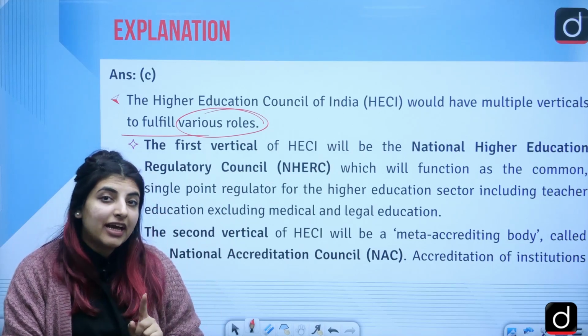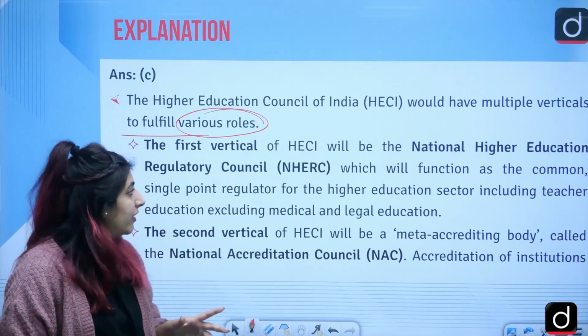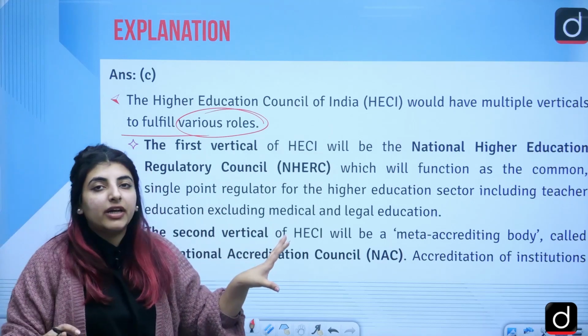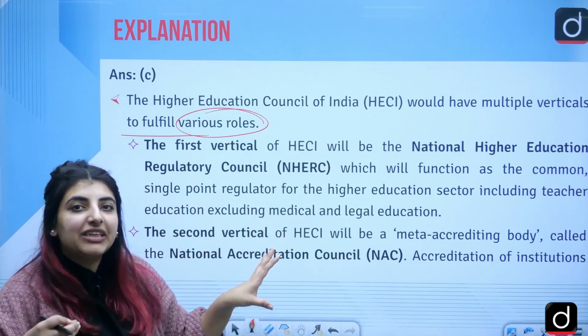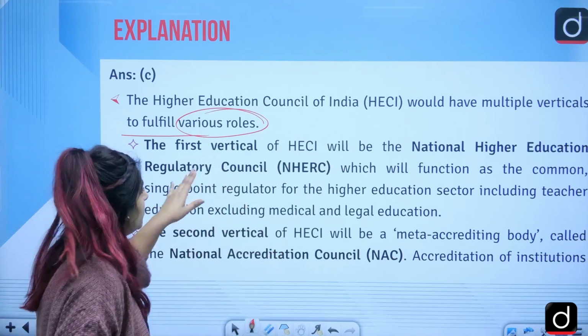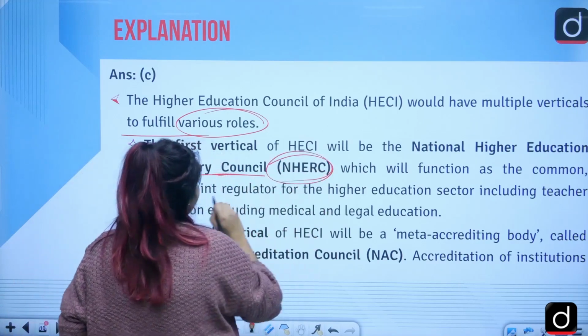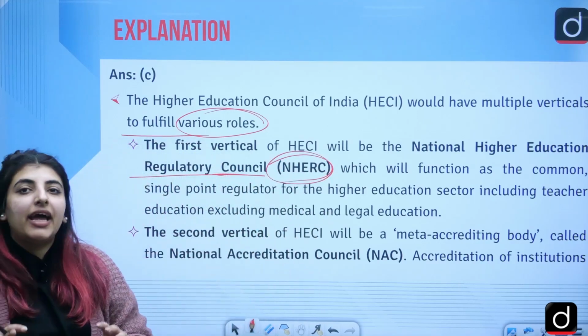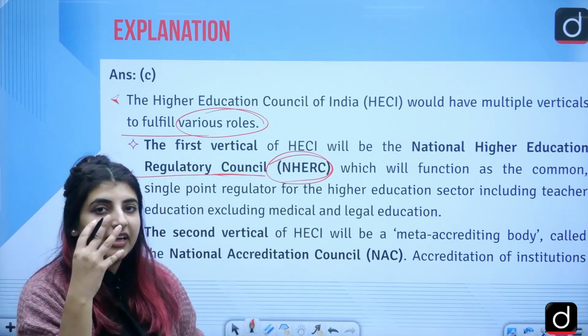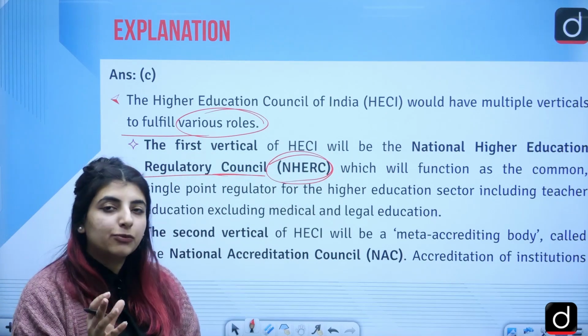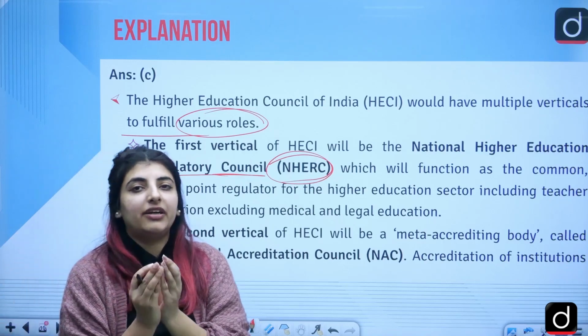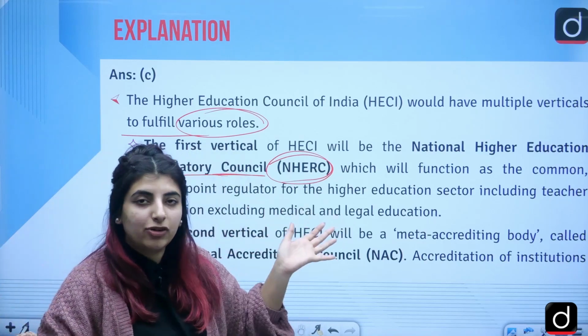So we will be doing the National Education Policy even that for that matter. But first of all, what is asked in the question was the HECI and its verticals. So the first vertical will be the National Higher Education Regulatory Council. My dear students, as I always put focus and emphasis on this, you are supposed to note down the abbreviations which are related to a particular unit. So this is related to higher education.